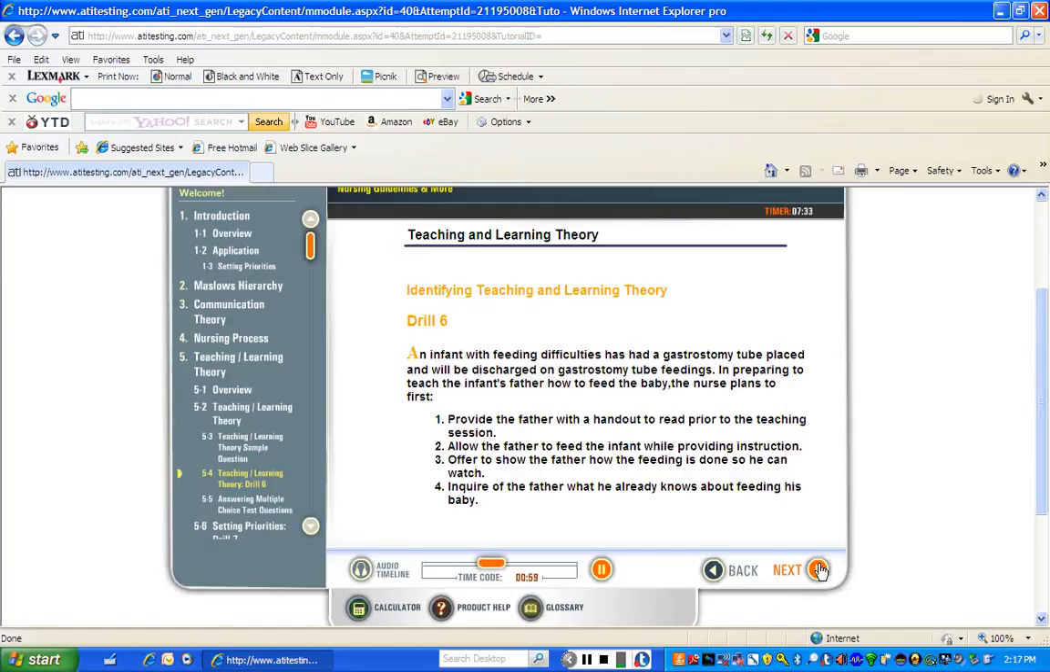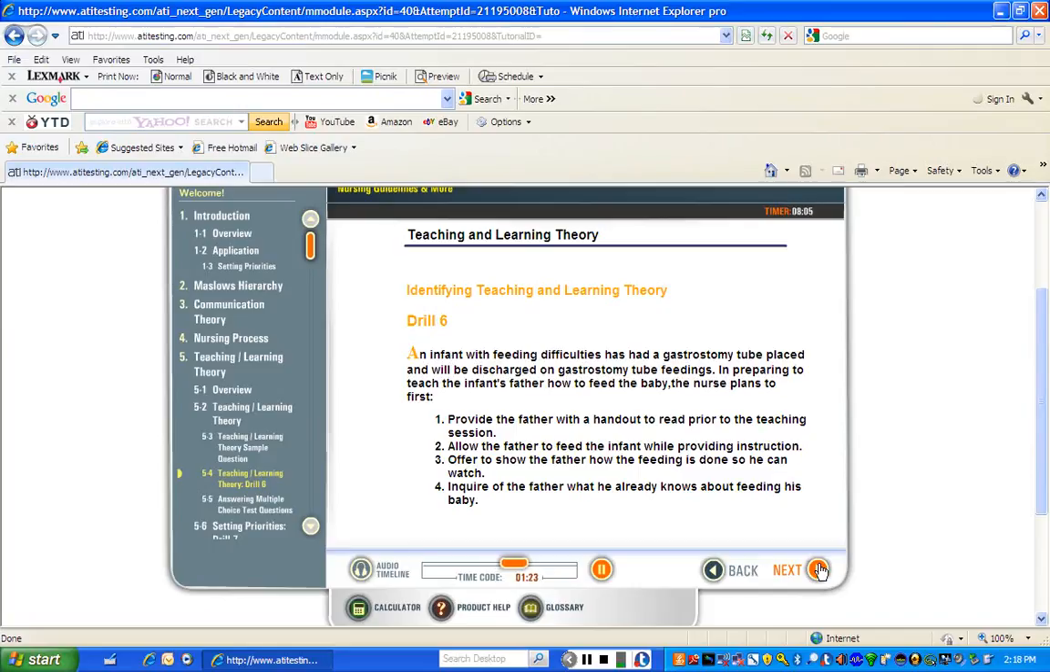Option 2. Allow the father to feed the infant while providing instruction. This option will be assigned a minus sign because this action puts the cart before the horse, although we know that return demonstration with the assistance of the nurse helps to reinforce the teaching plan. Simply having the father feed the infant without first assessing his readiness to learn will increase his frustration and lead to a poor outcome.